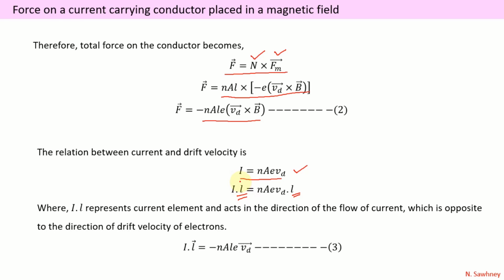So it will become I into L on the left hand side, which is the current element, and the direction of the flow of current is opposite to the direction of the drift velocity of electrons. This we have just discussed. So we can write the above equation in vector form as this, and we will put a minus sign because of the opposite directions of flow of current and drift velocity of electrons. Let us mark it as equation number 3.